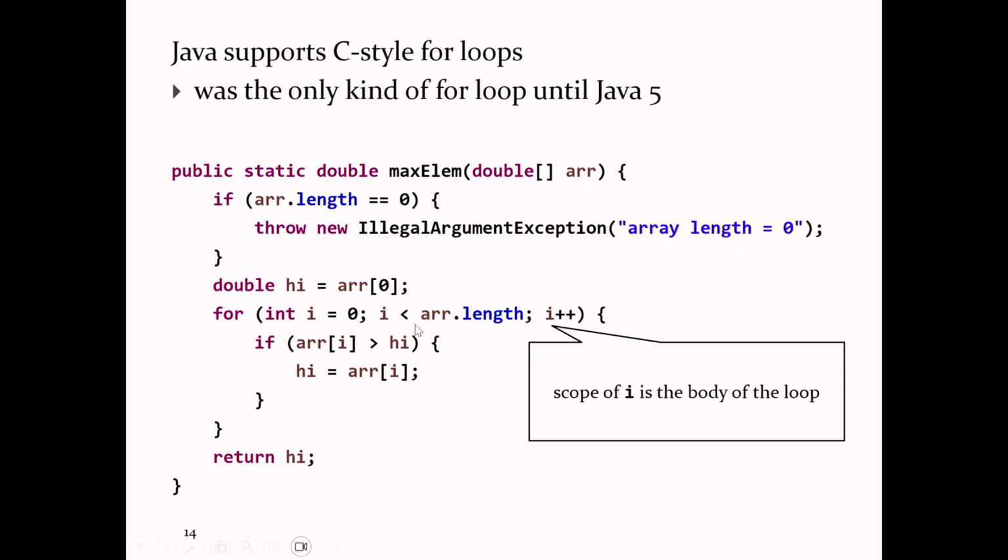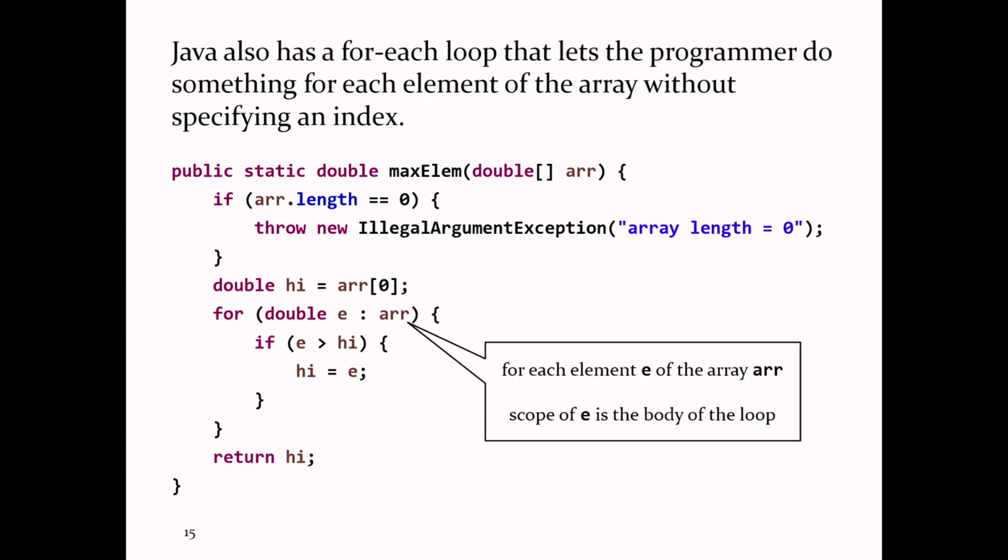Now the rest of the code is the same, except here. You just loop over the length of the array. How long is the array? Well, the array knows how big it is, so it's arr.length. Everything else is the same. So loops in Java are the same as loops in C, except you get a different kind of for loop in Java as well. In Java, there's another type of loop called a for each loop.